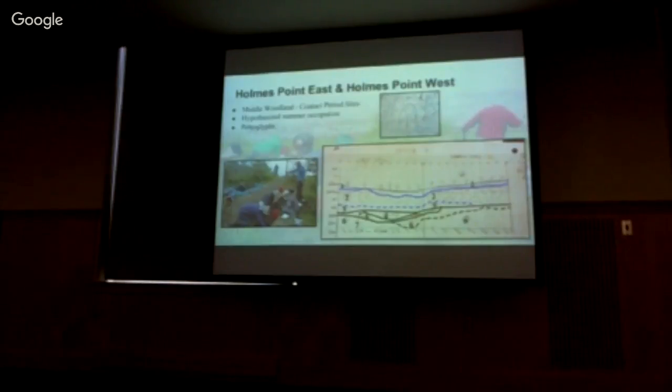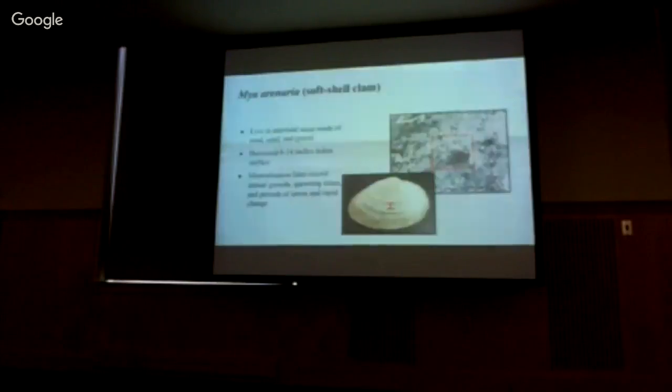Holmes Point East, represented here, is 300 meters east of Holmes Point West, and they're thought to be contemporary sites. They were both excavated in 1973 by Robert McKay, and then again from 2008 to 2014 with Brian Robinson and the UMaine Field School. And they are, again, hypothesized to be summer sites. So Jones Cove, we have a winter site. Holmes Point, we have summer sites.